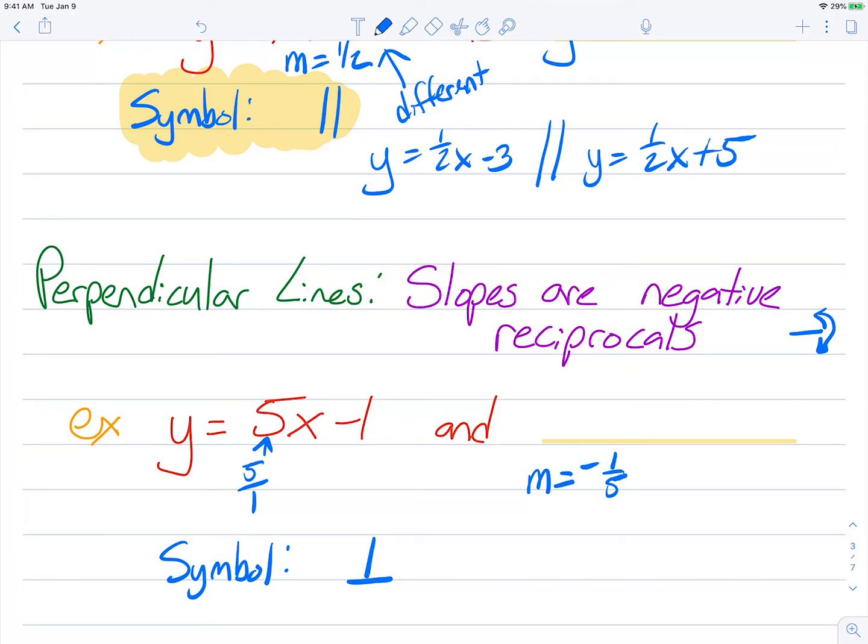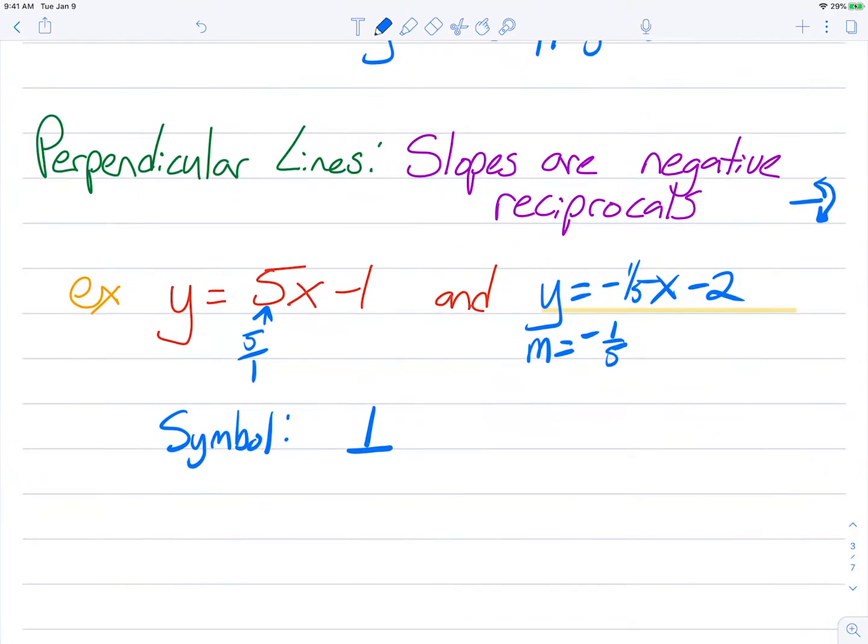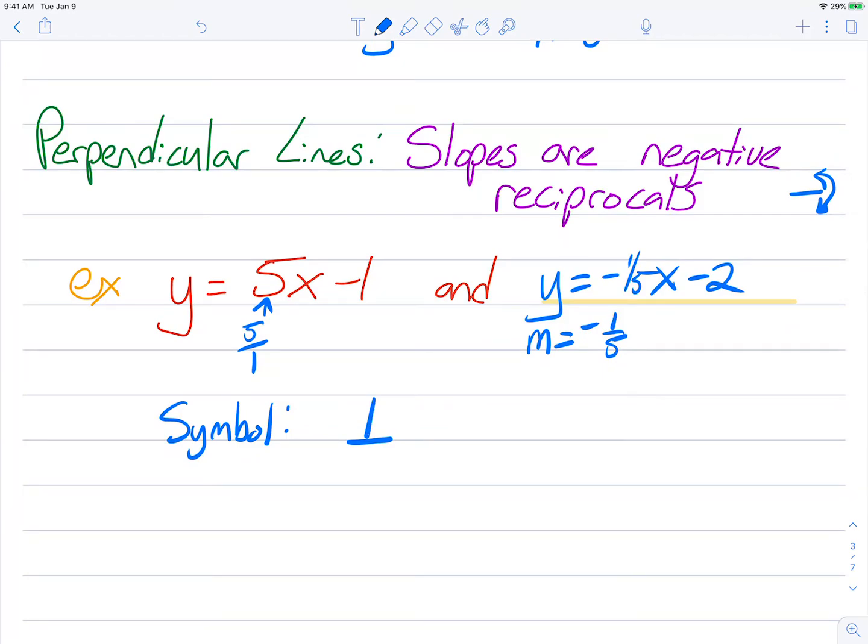So my equation needs to start off with y equals negative 1/5 x, and I can have the same y-intercept for a perpendicular line. It really doesn't matter. I'm just going to make mine negative 2. The symbol for a perpendicular line is actually a picture of perpendicular lines, and it looks like an upside down T. So we can say y equals 5x minus 1 is perpendicular to y equals negative 1/5 x minus 2. There's my perpendicular symbol.